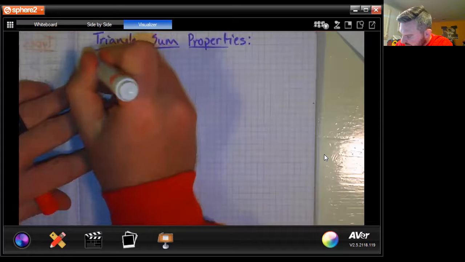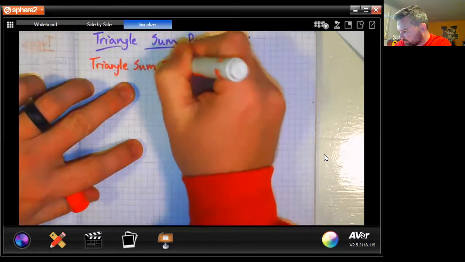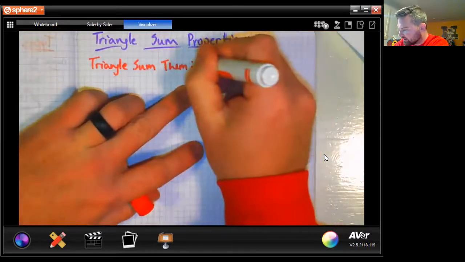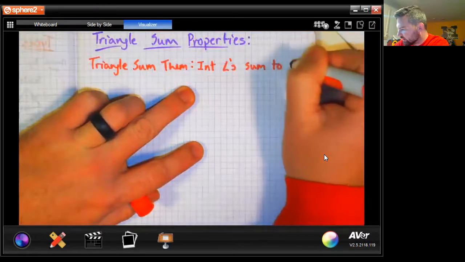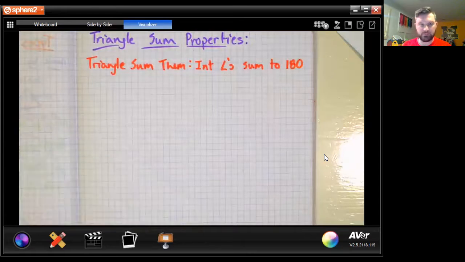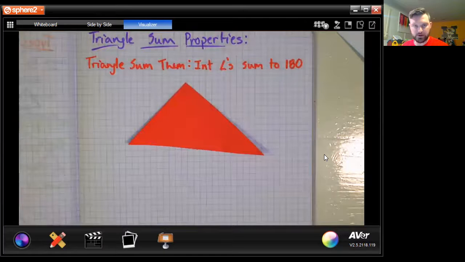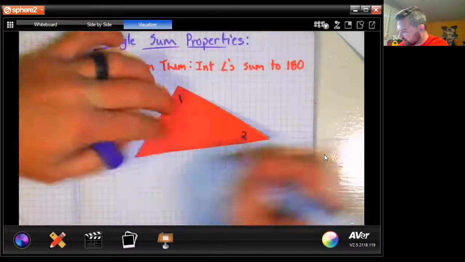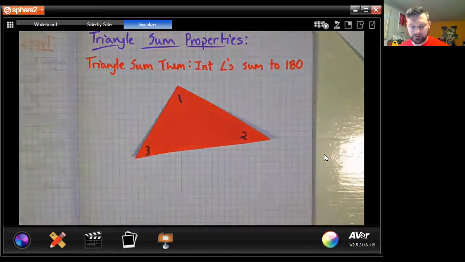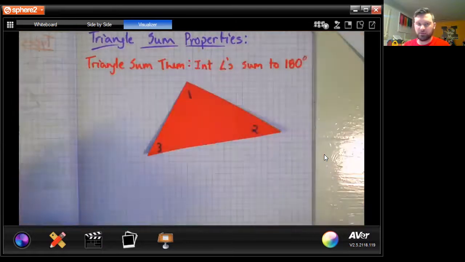So the triangle sum theorem was interior angles sum to 180. Okay, and I have a little example of that. So I just cut out a random triangle here, and we're going to label the angles 1, 2, and 3. Now, if these three angles were to add up to 180 degrees, that means that they would form a straight line.